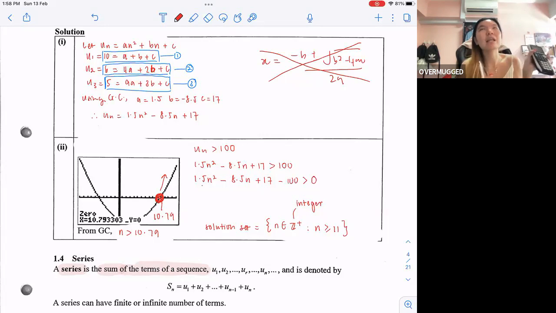You'll find that throughout our lessons and throughout, I guess, your H2 math, you always come across this phrase, using GC, right? So you're always going to be using your GC to solve the question. Yeah. But you can solve it without the GC, but I think it's just much, much slower. And in the exam, you want to save as much time as possible. Does that answer your question?